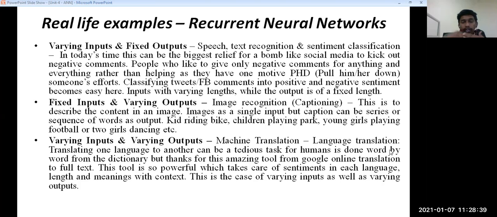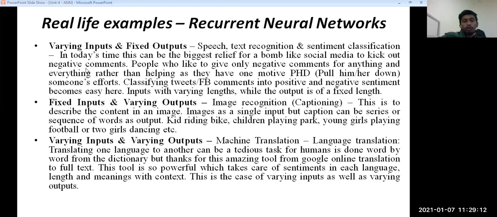So we can identify such people using your recurrent neural network, by using sentiment analysis and text classification. Speech recognition, text recognition, and sentiment classification are the important applications which come under varying inputs and fixed outputs. Okay, so inputs with varying lengths while the output is of a fixed length. That's one real life example where you can apply your recurrent neural network, that is, sentiment classification using positive and negative comments.